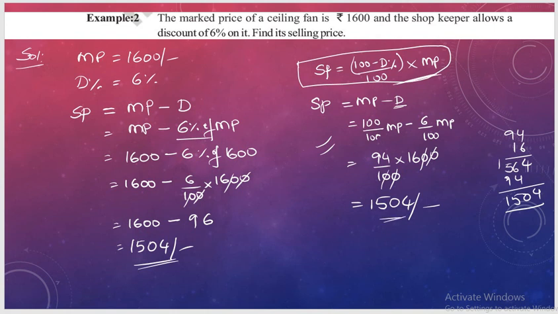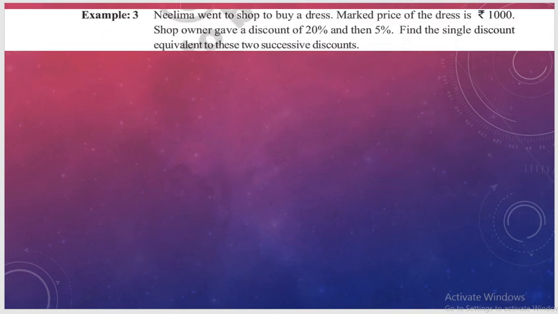Next, moving on to one more question. So what he has given: Nilima went to buy a dress. The market price of the dress is 1000 rupees. The shop owner gives 20% discount and then 5%. So after giving 20%, he gave 5%.